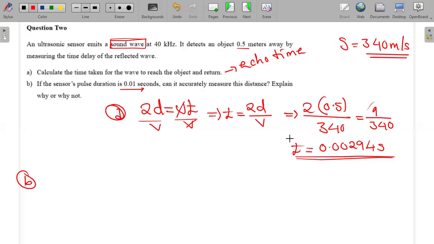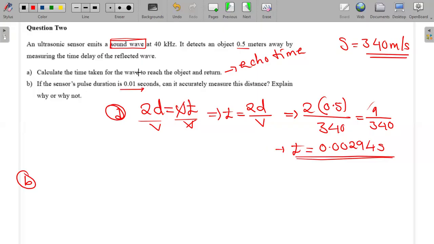I'm trying to simplify it. This is the returning echo time. Or maybe let me explain it like this. If this is the returning echo time and the sensor has this pulse duration, for a sensor to be able to accurately measure a distance, the time that it takes the echo to return must be bigger than the pulse duration, because the echo can only be measured if the pulse completes before the echo returns back. This is what I'm trying to explain.